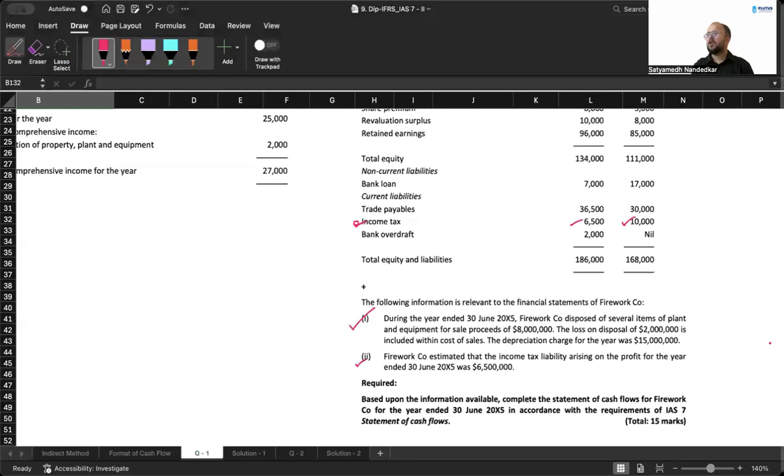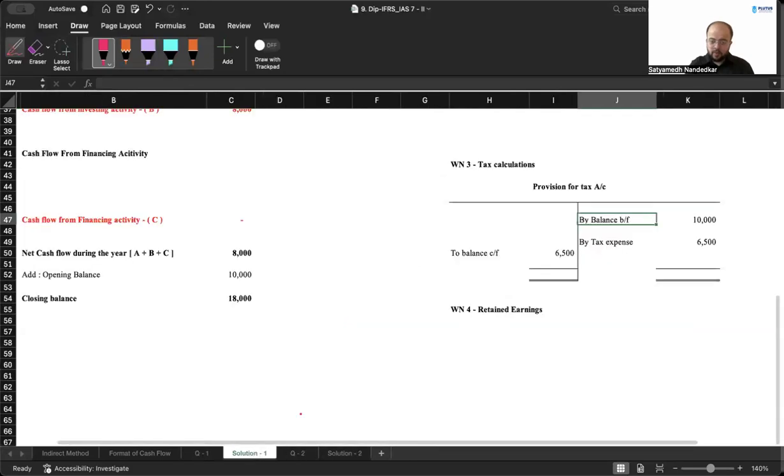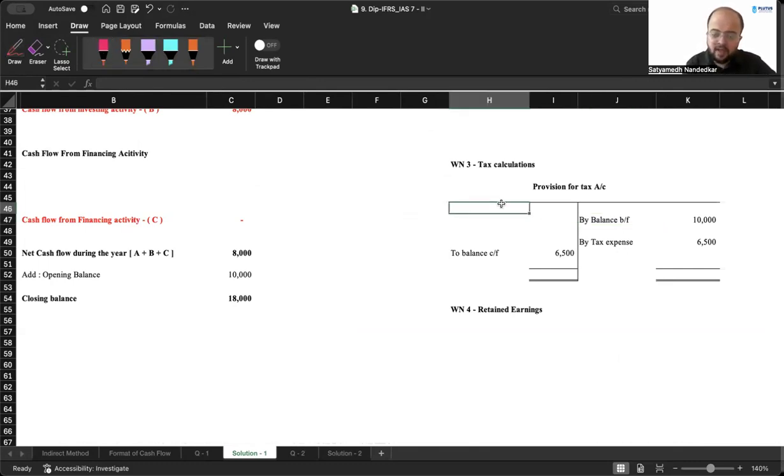What are we saying now? What we are saying is opening balance, opening payable 10,000. Then during the year, whatever profit you earned, on that profit you are supposed to pay a tax of 6500. So you recorded an entry tax expense account debit to provision for tax, and then closing balance is your 6500. That means the amount is still payable. So where will the balancing figure go? The balancing figure would be to bank. Balancing figure.